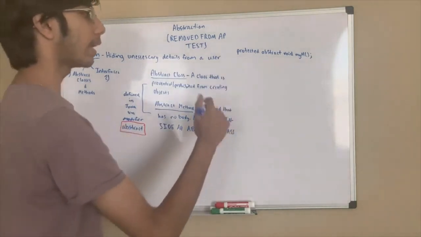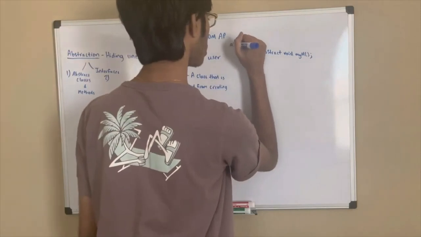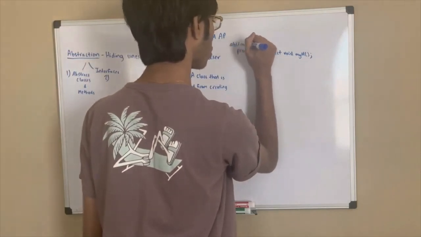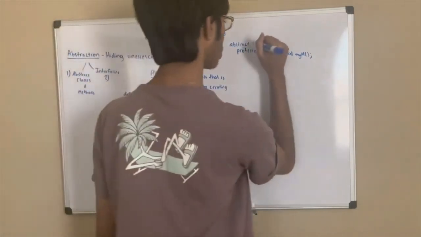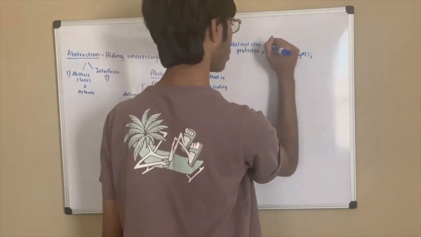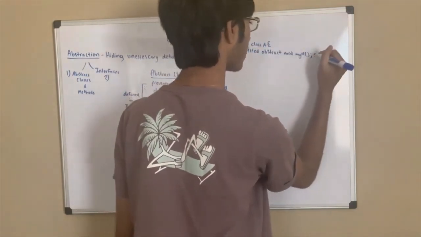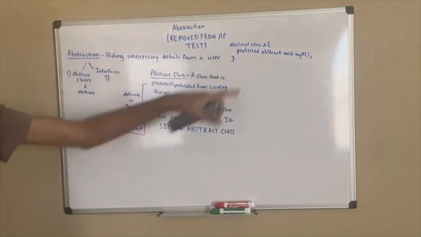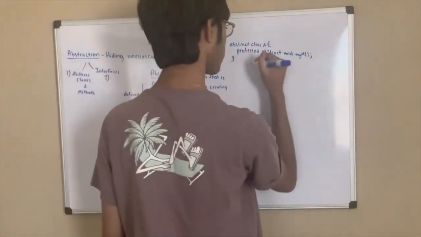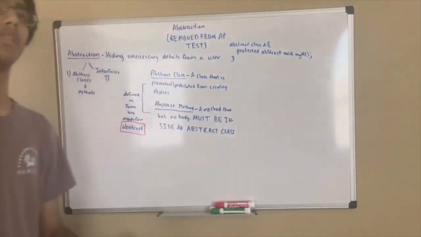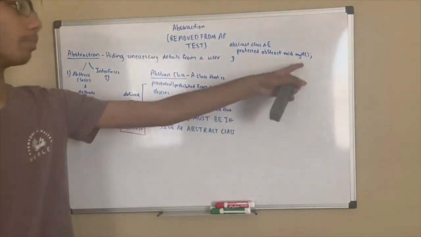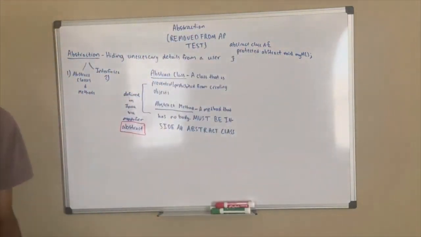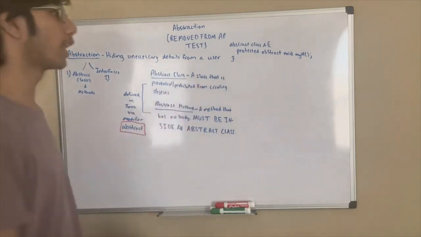This must be inside an abstract class. So I can't have just a regular class and just make it. It has to be inside an abstract class. So that compiles. However, if I just made a class A and put that method inside, that would not compile. Or if I put a body inside this method, that would not compile. You kind of get the gist. It's in the definition itself.